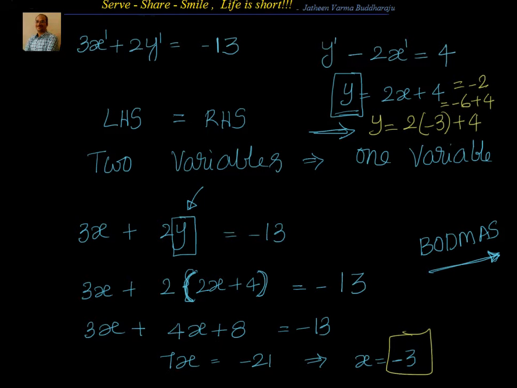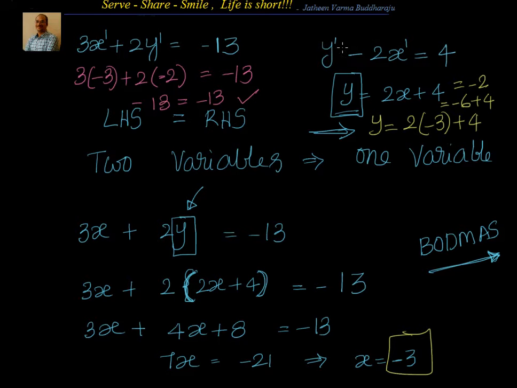Now we can check these values and verify them. 3 into x, which is minus 3, plus 2 into y, which is minus 2, should be equal to minus 13. Let us check that. 3 into minus 3 is minus 9. Minus 9 plus minus 4 is minus 13, which is equal to minus 13. So x equal to minus 3, y equal to minus 2 seems to be okay.